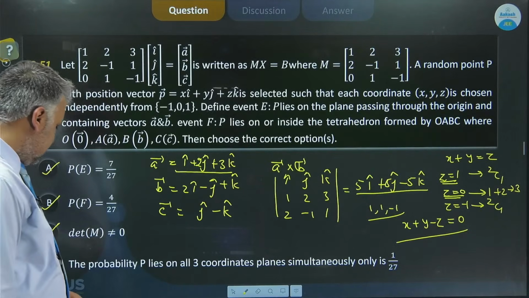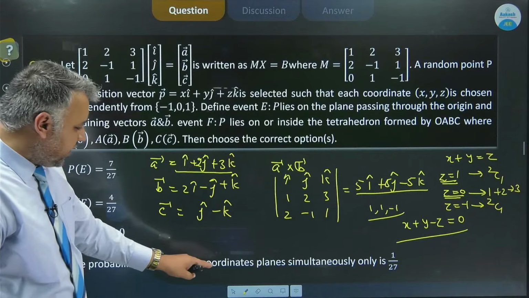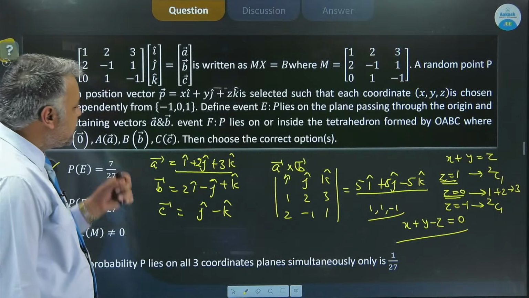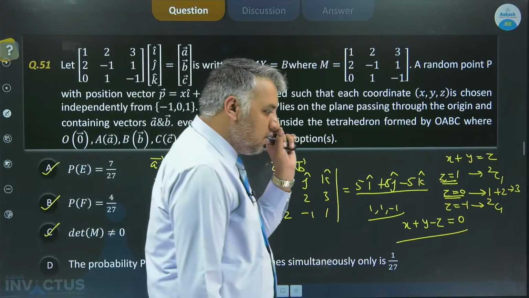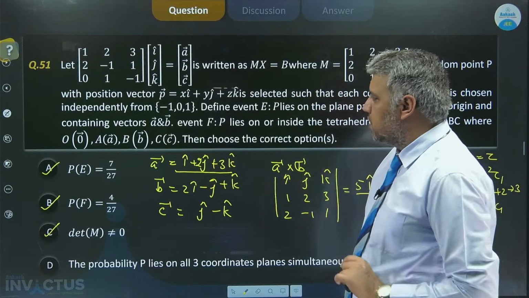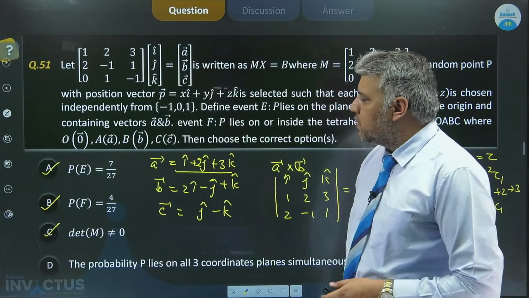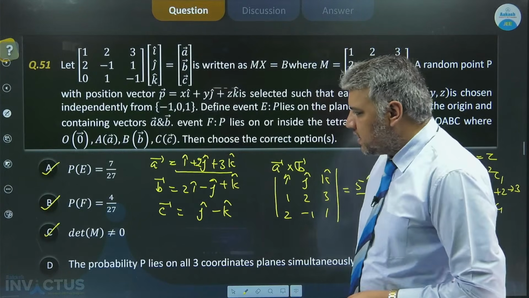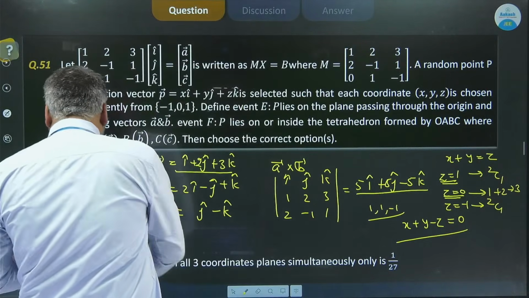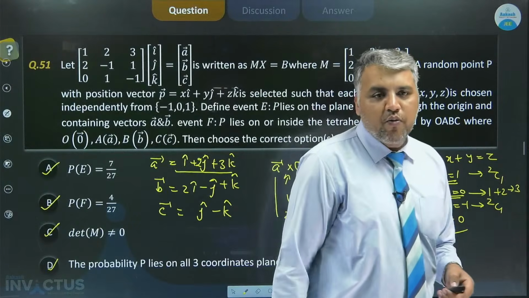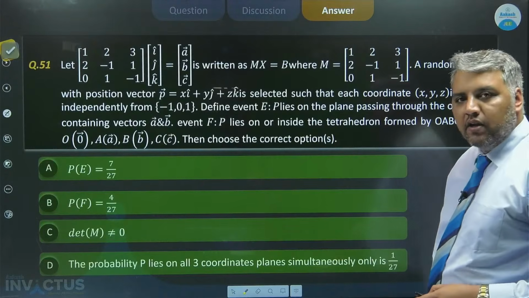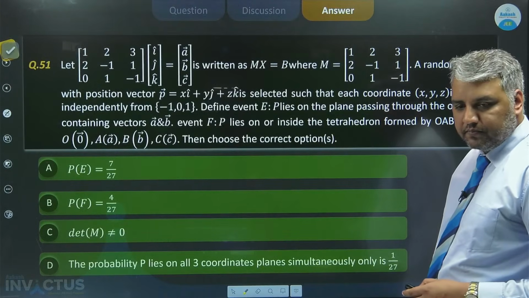The last option is saying the probability that P lies on all 3 coordinate planes simultaneously. That means point P must lie on all the 3 coordinate planes, that means the point P is the origin. So there is only one possibility to select P, and there are a total of 27 possibilities. So 1 by 27 is the probability. So option D is also correct. So according to us, A, B, C, D, all options are correct. Okay.